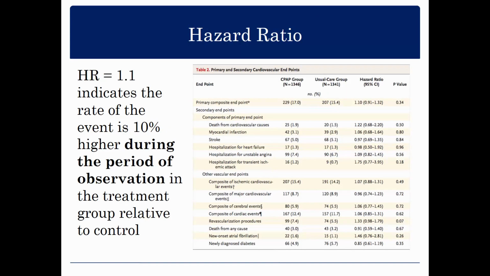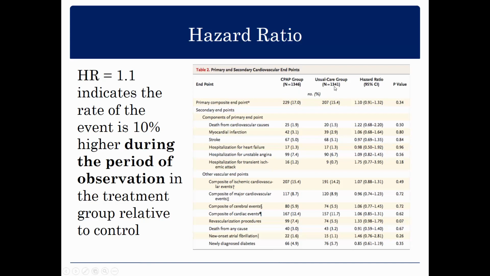So here I have a table, again, that corresponds to that CPAP study that we saw earlier with the cumulative incidence. Notice that the primary endpoint here is major cardiovascular events. And so they have summarized the number of events and the percentage of individuals in each of the groups who had the event.